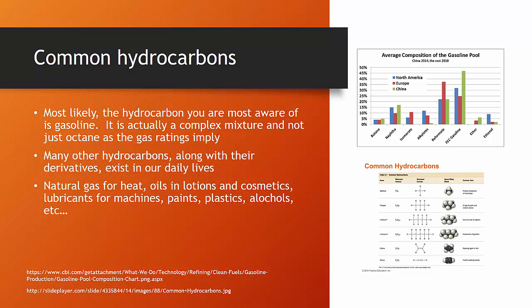Lubricants for machines, paints, plastics, alcohols, and I'm not talking about ethanol, the type that you drink, I'm talking about more complex alcohols. These all come from fossil fuels. When fossil fuels are distilled, when they're cleaned up, when they're broken into their smaller parts, you end up with a lot of different products, and those products are used in all aspects of our daily lives.